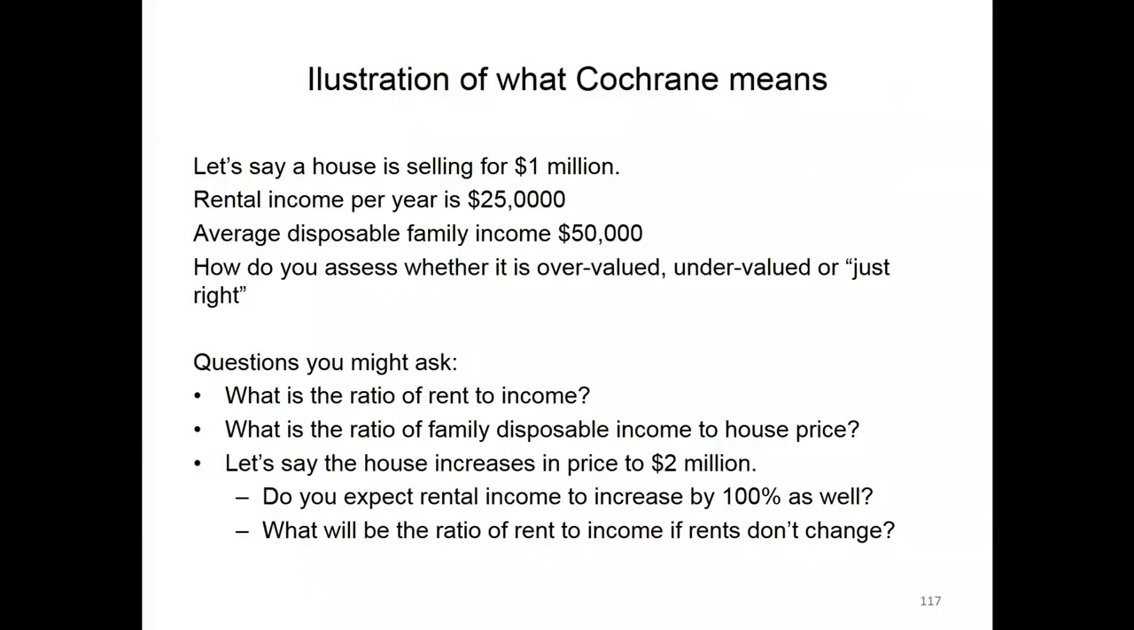So what he means here is, if a house is selling for $1 million, rental income is $25,000, and average disposable family income is $50,000, how do you assess whether it's overvalued, undervalued, or just right? So you can think, what's the ratio of rent to income? What's the ratio of family disposable income to house price? And let's say the house increases in price to $2 million. Do you expect the rental income to increase by 100%? Probably not. So the future returns are going to be low. The rental income is going to be low relative to that.